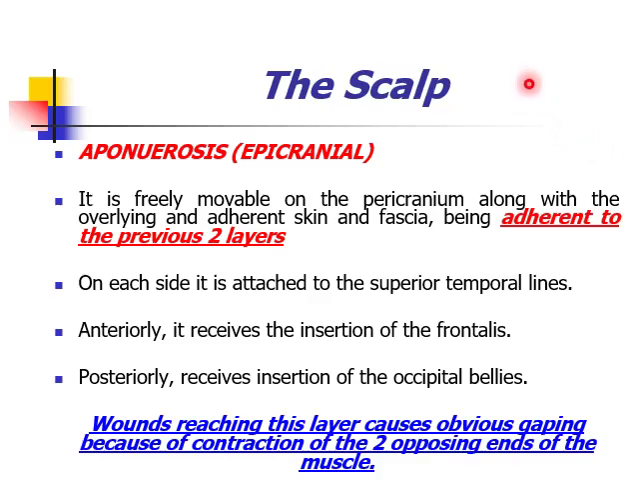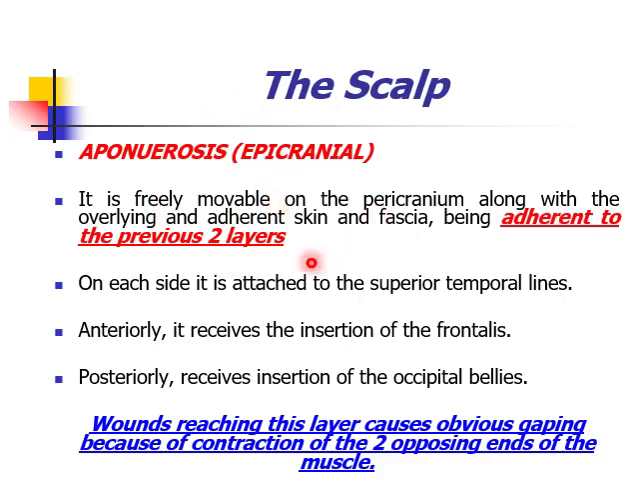The third layer of the scalp is the aponeurotic layer, the epicranial aponeurosis or galea aponeurotica. It is a freely movable aponeurosis on the pericranium, along with the overlying and adherent skin and fascia, being adherent to the 2 previous layers. So this aponeurosis is a freely movable structure.